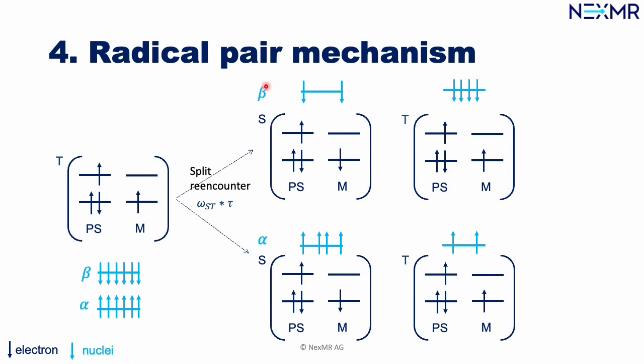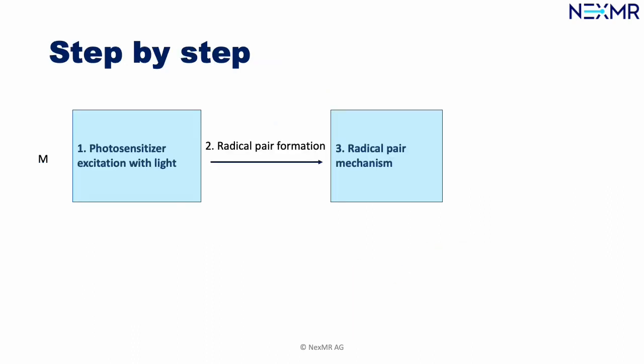And what we now know is that for the beta nuclear spin, we will have more triplet states than singlet states, because the triplet-singlet mixing is slower, so more triplet state is formed than singlet state. But for the alpha spin, we have more singlet state because the triplet-singlet frequency is faster, so more singlet state is formed at the end of this process than triplet state. And this is the end of the radical pair mechanism.